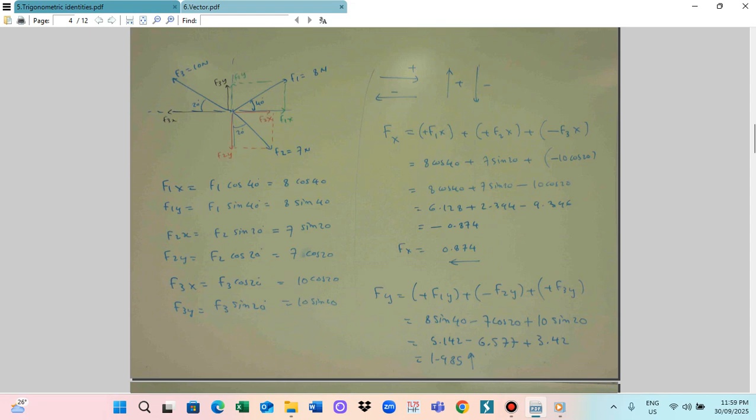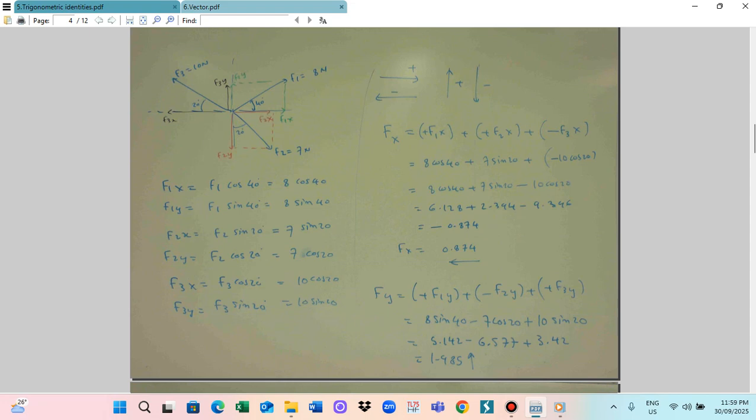Similarly, we have another force, F3. F3 is 10 Newton, and the angle is 20 degrees. So we also need to divide F3 into horizontal and vertical components. The horizontal component we call F3x, and the vertical component F3y. So we label them like this. Then we have to use the formula.